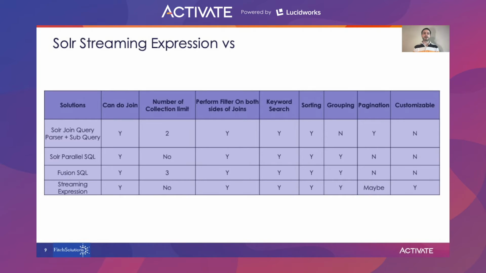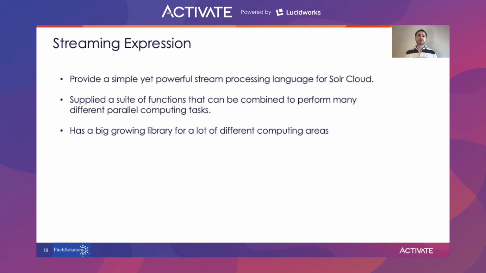So based on our analysis, streaming expression emerged as a clear choice for us, which solved all our problems of retrieving the data from different collections. So what are the benefits of using streaming expressions? It provides a powerful stream processing language and has a load of functions to perform different operations. It has a big growing library and good community support. One such community support was very useful to us. We will cover more about that in our future slides.